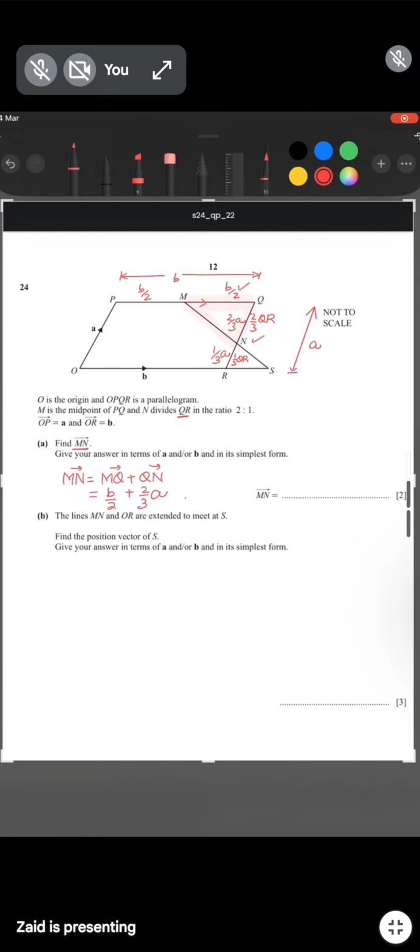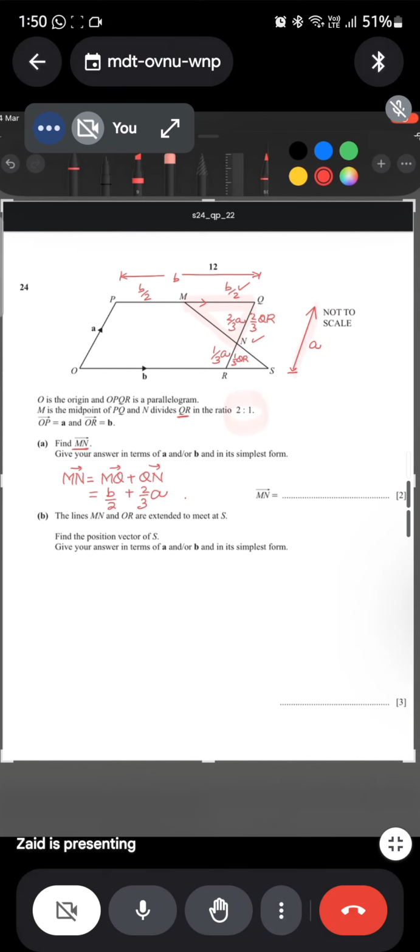How are we getting this? Because this whole length was a, and this was a part of that. So QN is 2 upon 3 of QR by the ratio they have given us. So my final answer is b over 2 plus 2a over 3. They have asked us to write in the simplest form, so this is the simplest form. Okay, next.